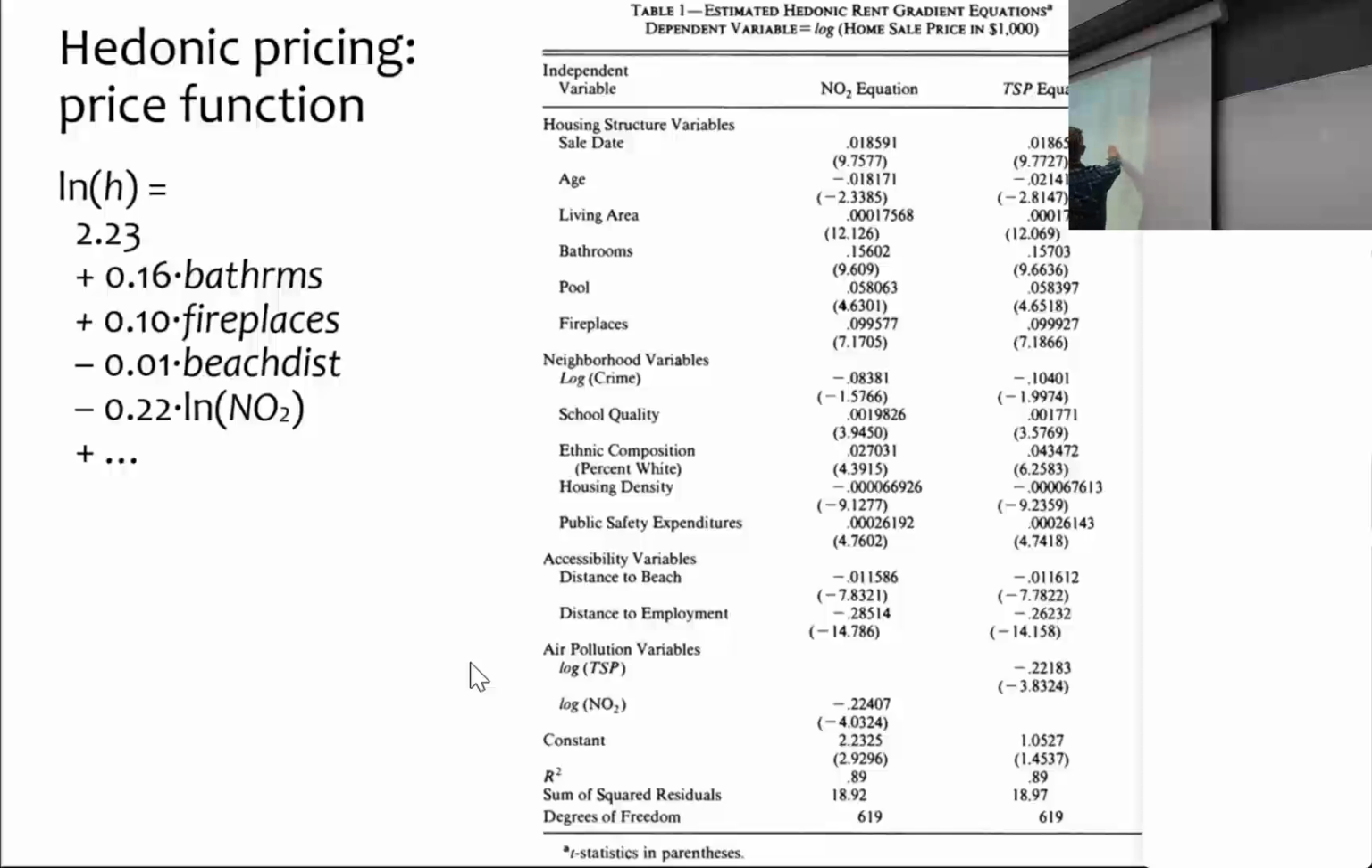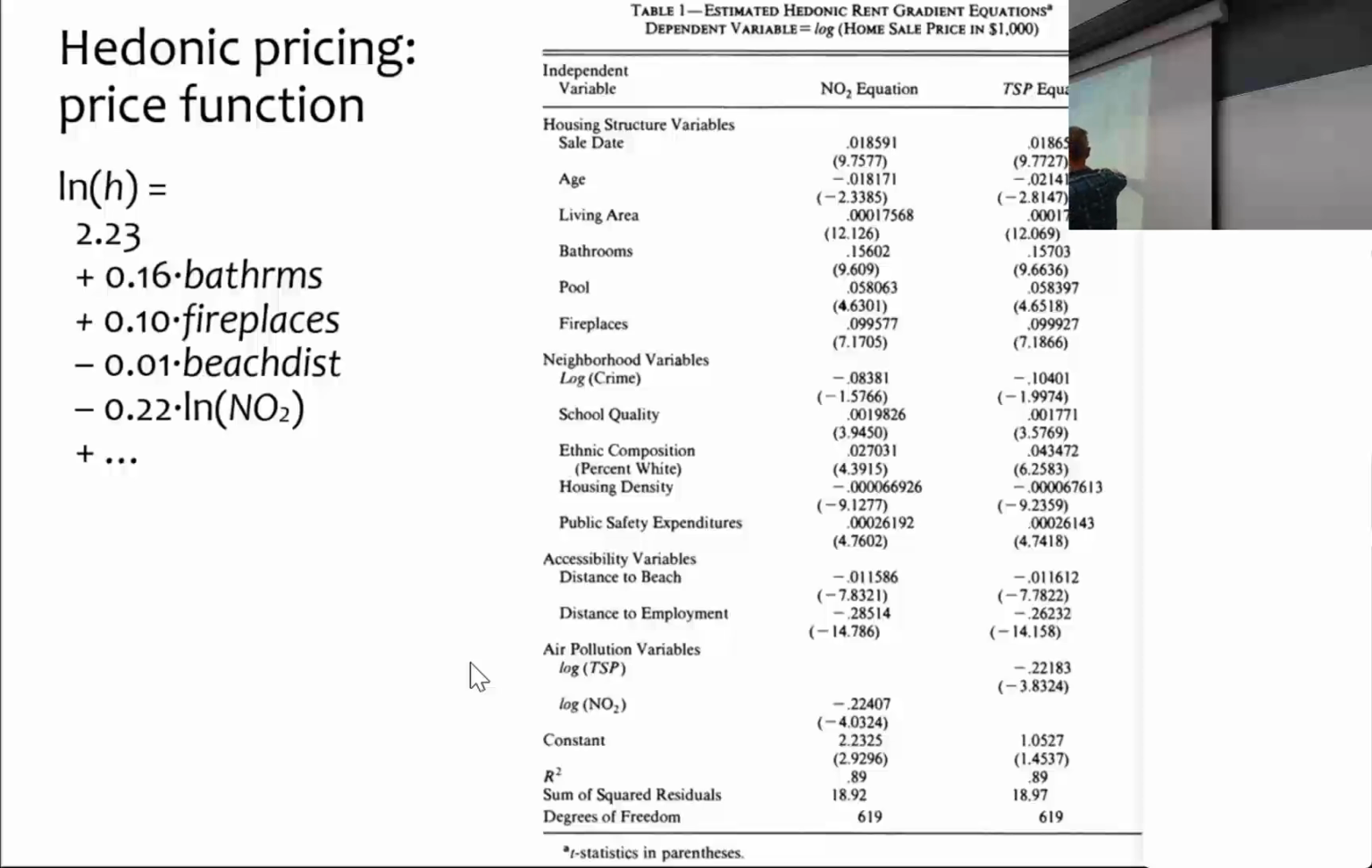Then, houses that sit in neighborhoods with lots of crime are cheaper, right? Houses that sit in neighborhoods with good schools are more expensive. Houses that sit, this is the US, houses that sit in white neighborhoods are more expensive, right?